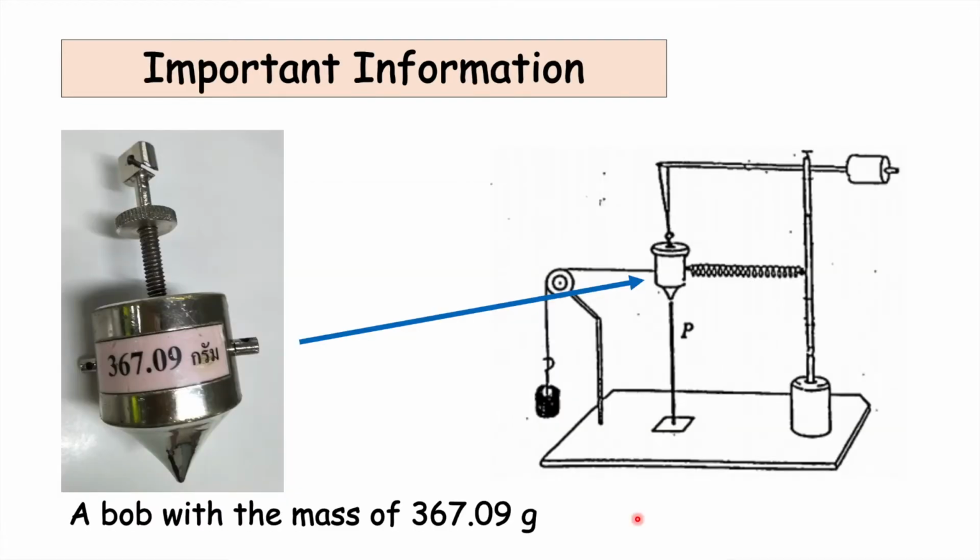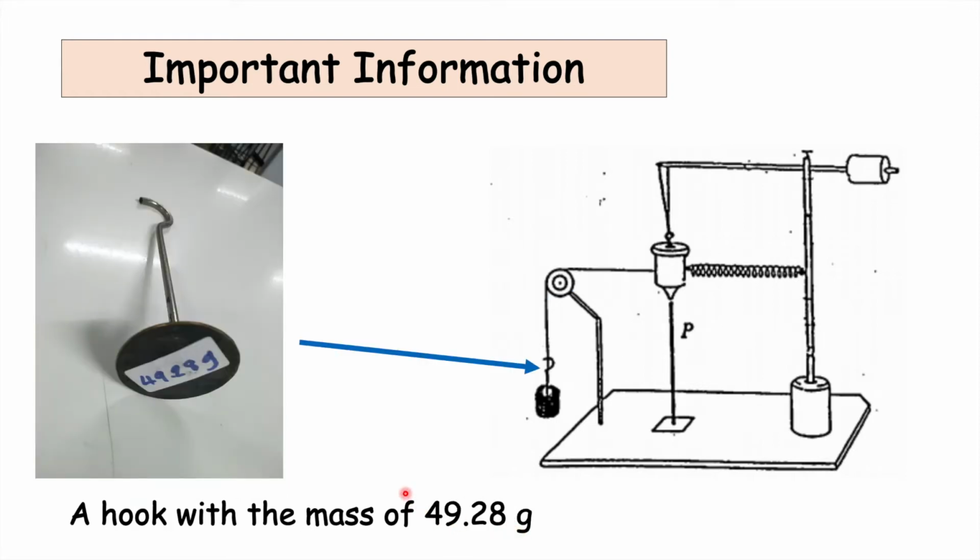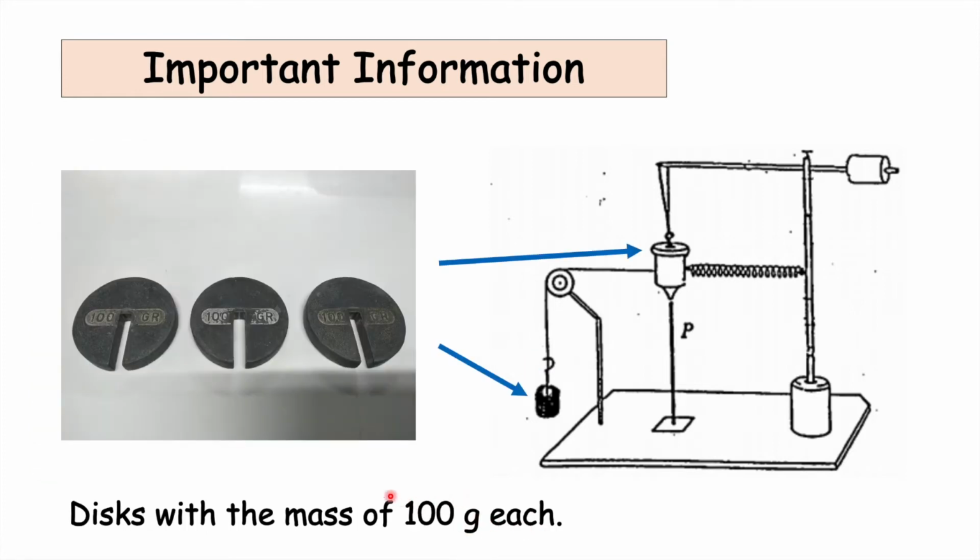In order to calculate the forces we need in this experiment, we need the following information. The first one is the mass of the bob we use, which is 367.09 grams. The next one is the mass of the hook that we use, which is 49.28 grams. And the discs, with 100 grams each.